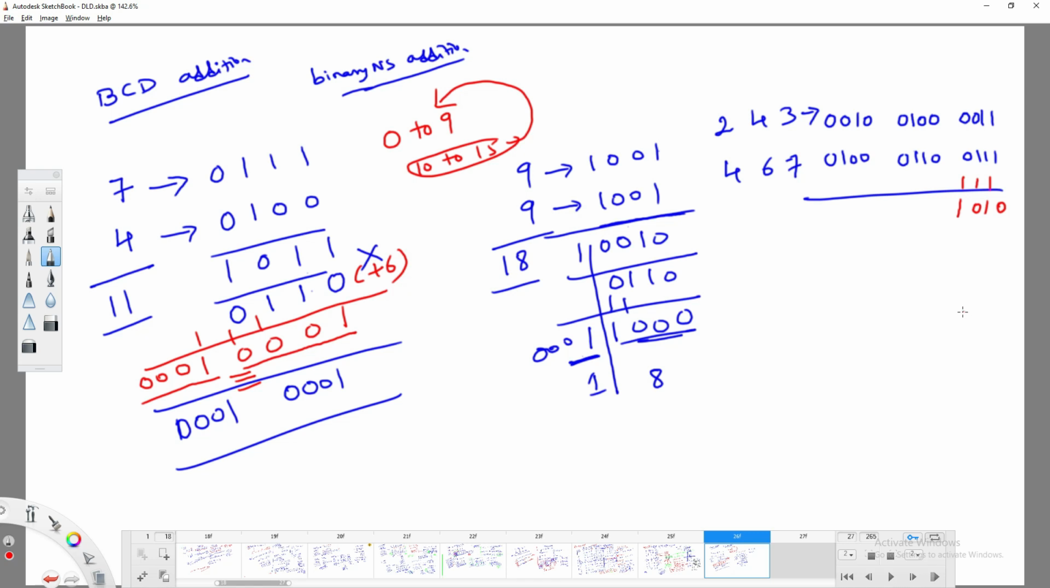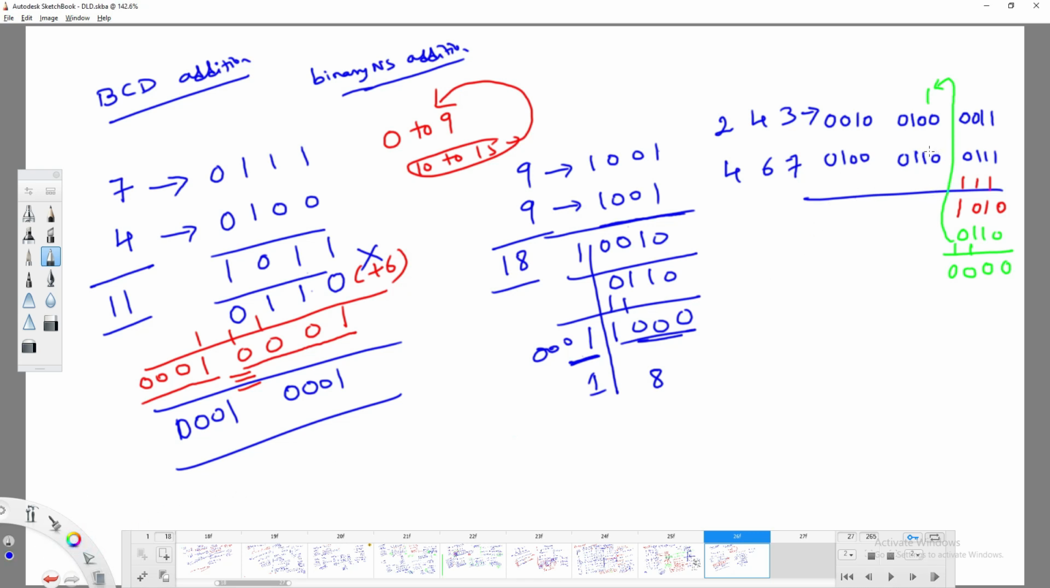Is it a valid one? 1010 is 10, which is not in our BCD representation. So what you have to do? You have to add +6. 0110. When you add 0110, 1 and 1 is 1 0, 1 and 1 is 1 0, 1 and 1 is 1 0. So 1 will come to here. Okay. Fine.